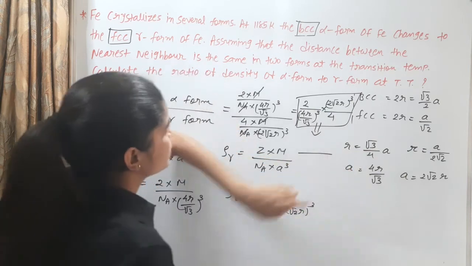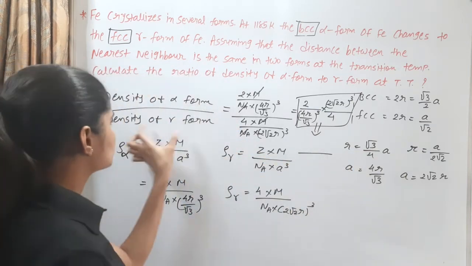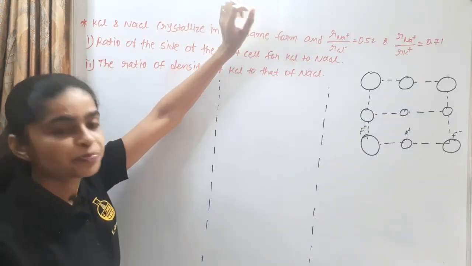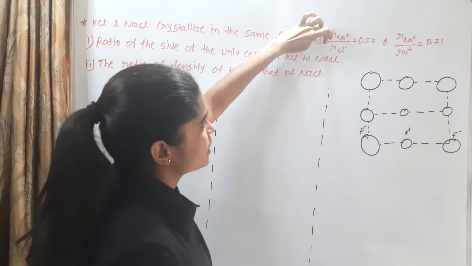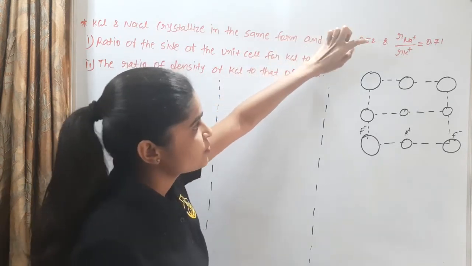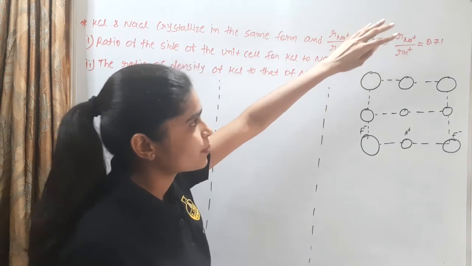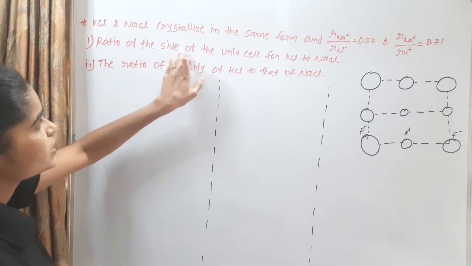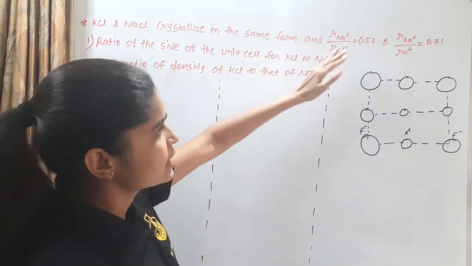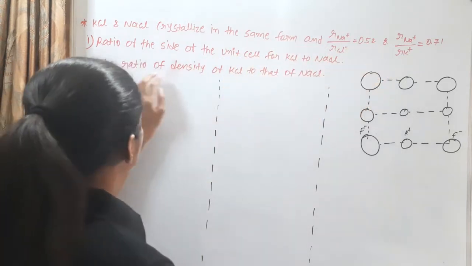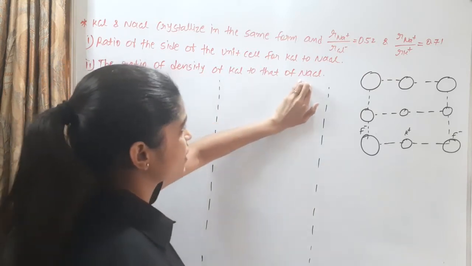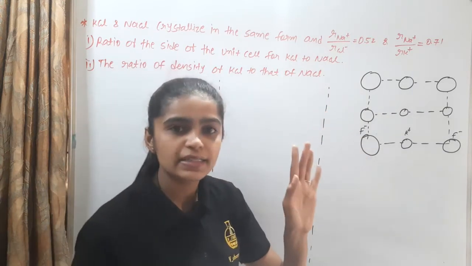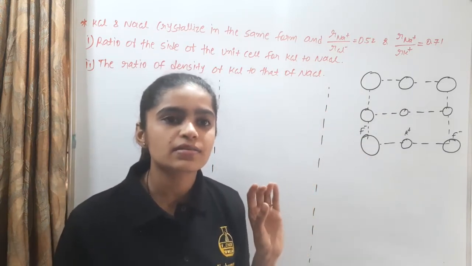This answer gives the density of alpha form to density of gamma form. KCl and NaCl crystallize in the same form, and r_Na+ / r_Cl- is equal to 0.52 and r_Na+ / r_K+ is equal to 0.71. Find the ratio of the side of the unit cell for KCl to NaCl and the ratio of density of KCl to that of NaCl. For example, this is the structure of the KCl and NaCl, because the KCl and NaCl structures are the same.